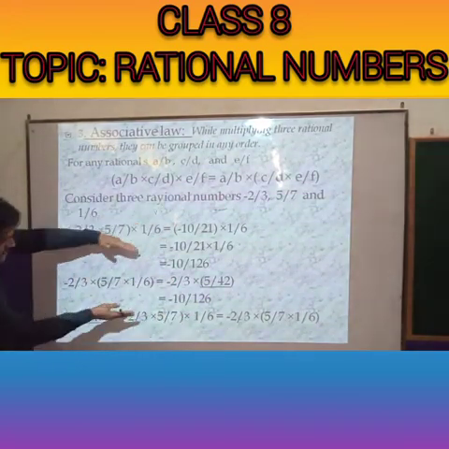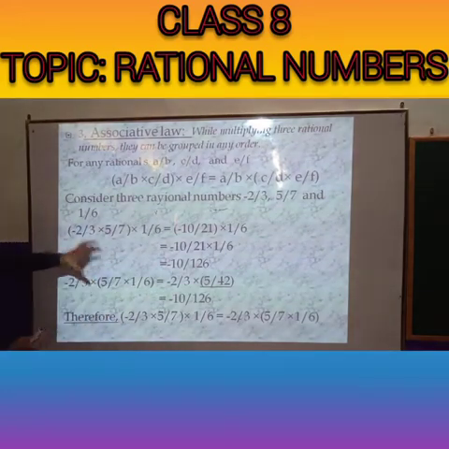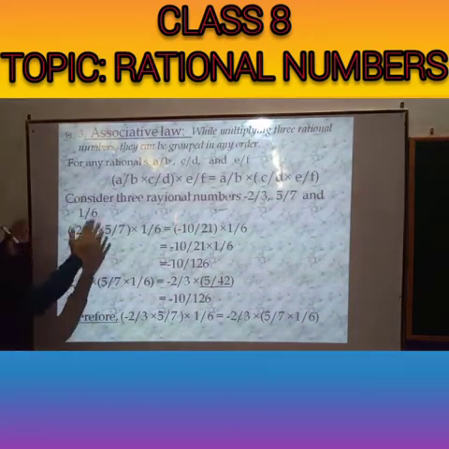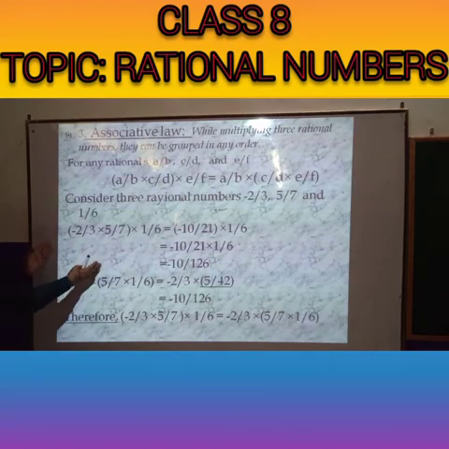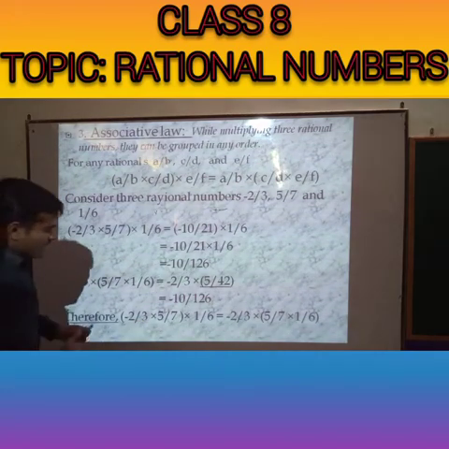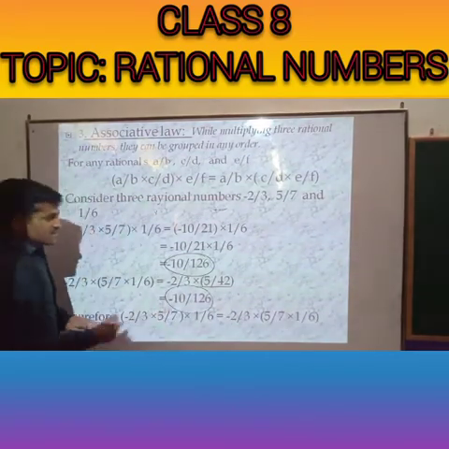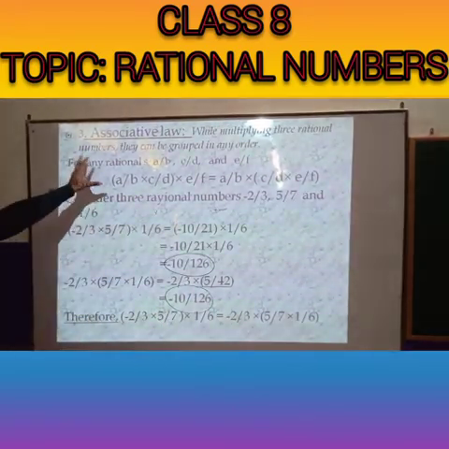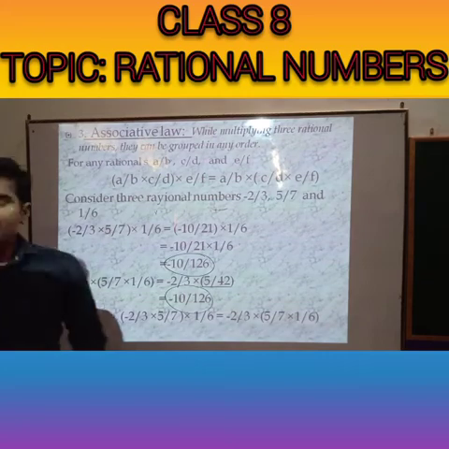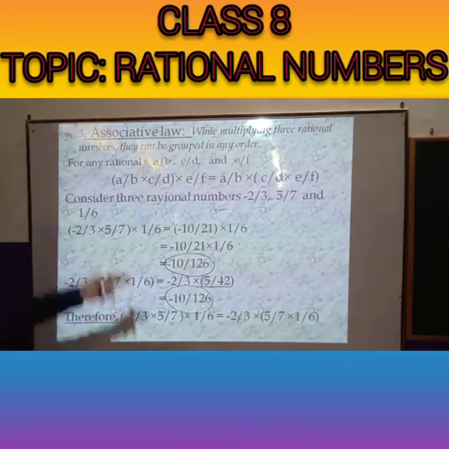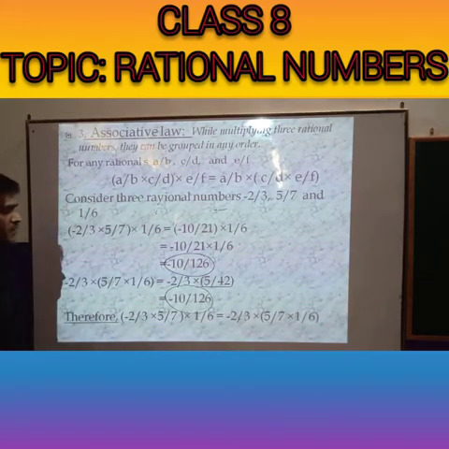So with the help of this example, we see that we change the order. So we change the grouping of these rational numbers, but the product is not changed. The product is equal: minus 10 upon 26 and minus 10 upon 26. That's why a rational number is commutative under multiplication. Rational numbers are associative under multiplication.